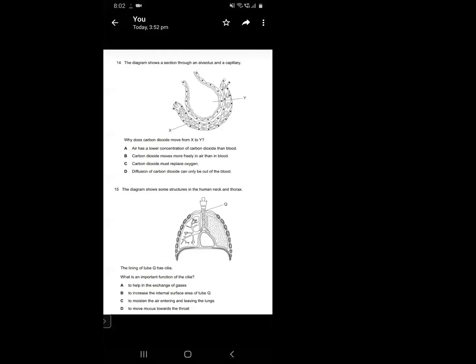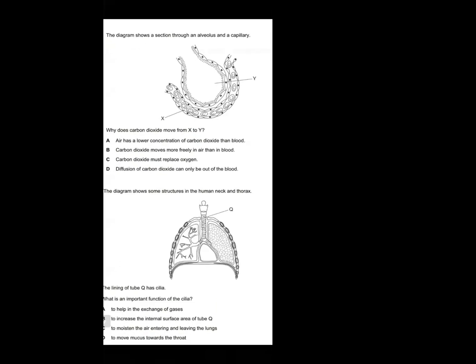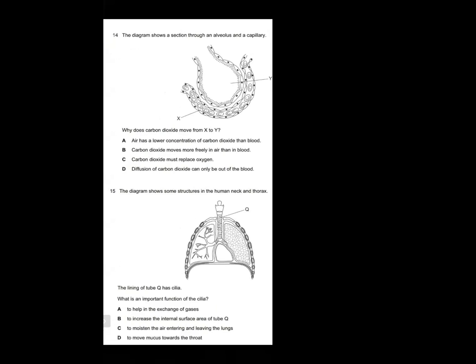Yes. Okay, question number 15. The diagram shows some structures in the human neck and thorax. The lining of tube Q has cilia. What is an important function of the cilia? Now this is easy. A, to help in the exchange of gases. B, to increase the internal surface area of tube Q. C, to moisten the air entering and leaving the lungs. D, to move mucus towards the throat.